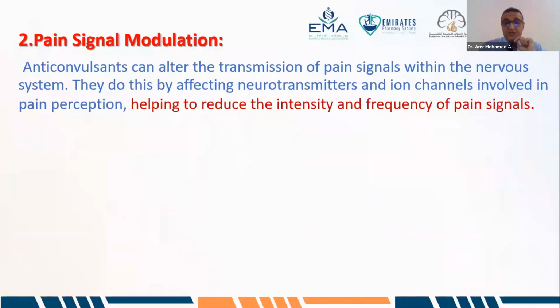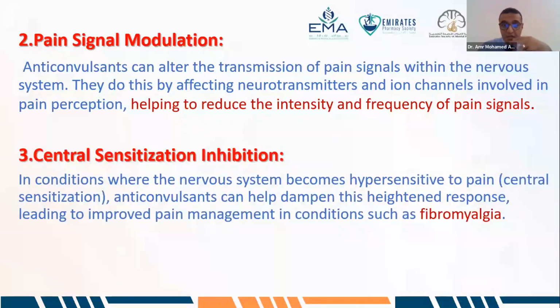Second, anticonvulsants have pain signal modulation. They can alter the transmission of pain signals within the nervous system by affecting the neurotransmitters and ion channels involved in pain perception, helping to reduce the intensity and frequency of pain signals. Third, central sensitization inhibition. In conditions where the nervous system becomes hypersensitive to pain, like central sensitization, anticonvulsants can help dampen this heightened response, leading to improved pain management in conditions such as fibromyalgia.